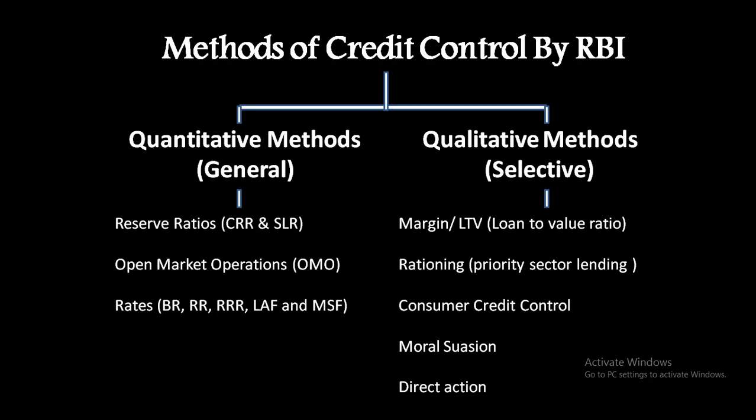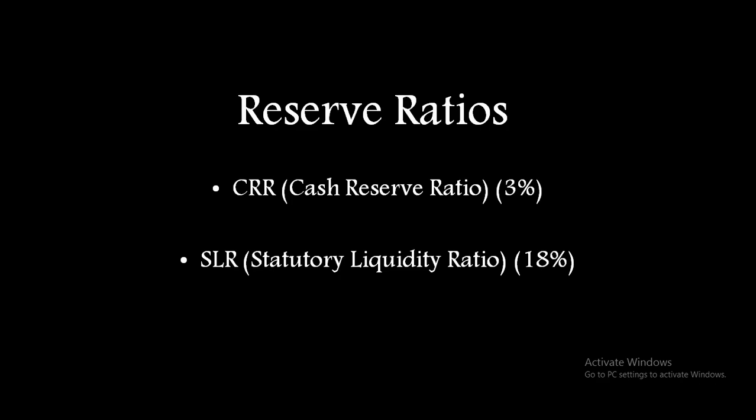First, coming to the reserve ratios. So banks keep aside a certain percentage of their total cash reserves or RBI approved assets. There are two types of reserve ratios. First is CRR, that is cash reserve ratio, and currently it is 3%, and second one is SLR, that is the statutory liquidity ratio, which is currently 18%.